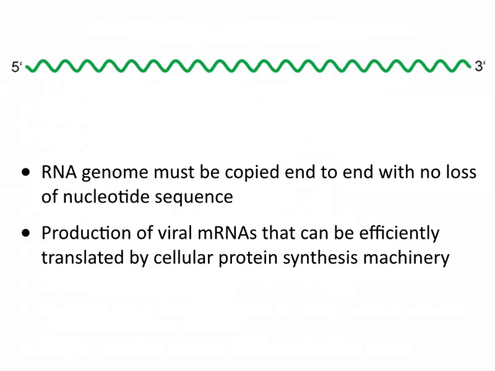A couple of general rules about RNA synthesis. First, the genome has to be copied end to end with no loss of sequence. That's obvious, right? If you lost sequence every time you copied the genome, you wouldn't have any infectivity at some point. It's sort of like the chromosome end problem. You know, if you didn't have telomeres, you would lose the ends of chromosomes as DNA replicated. So if this is an RNA genome, you have to copy it end to end.